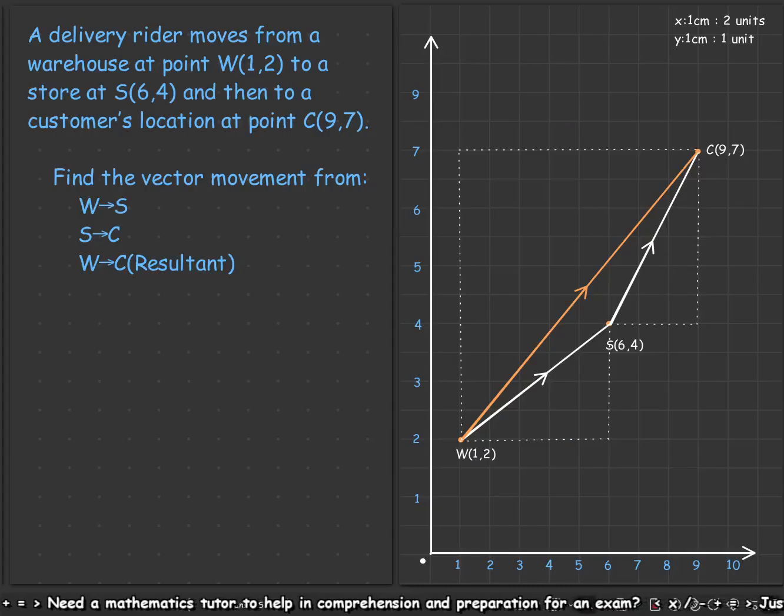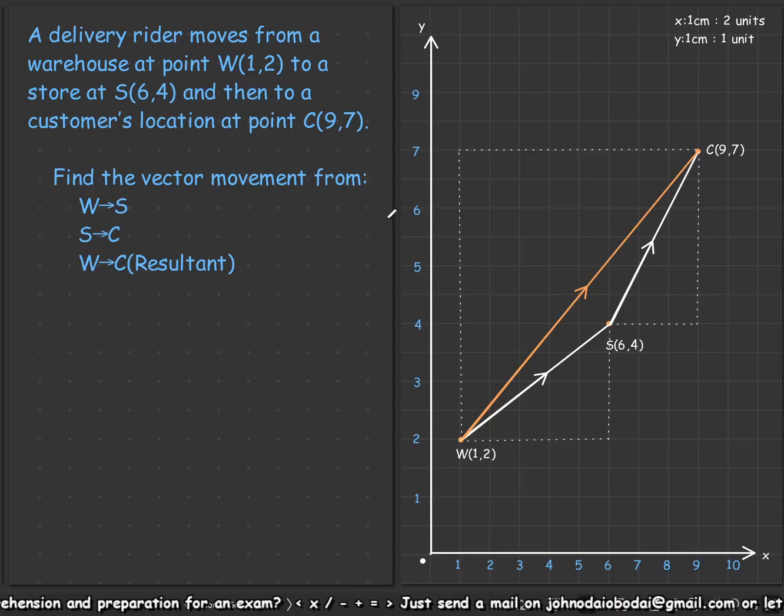So looking at our first question here, it says a delivery rider moves from a warehouse at point W, that is (1, 2), to a store at S, (6, 4), and then to a customer's location at point C, which is (9, 7). Find the vector movement from W to S, and then from S to C, and then from W to C. I've tried my best to represent this graphically over here.